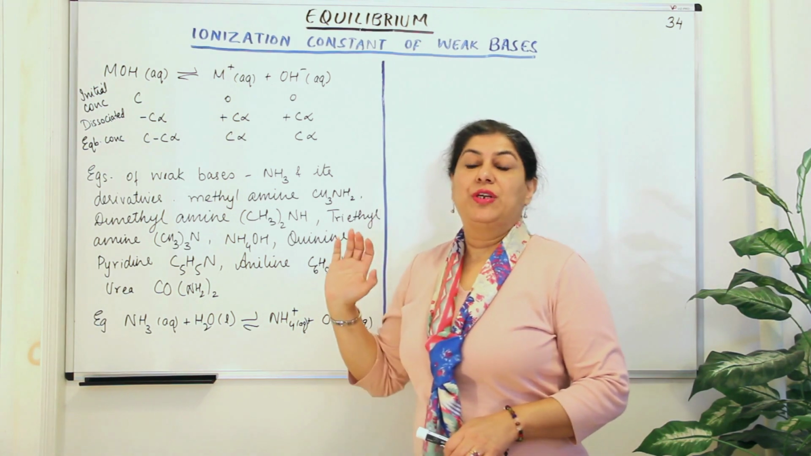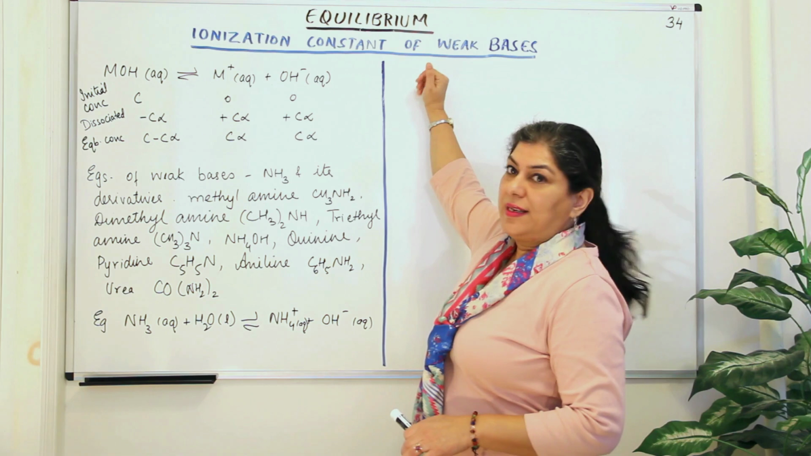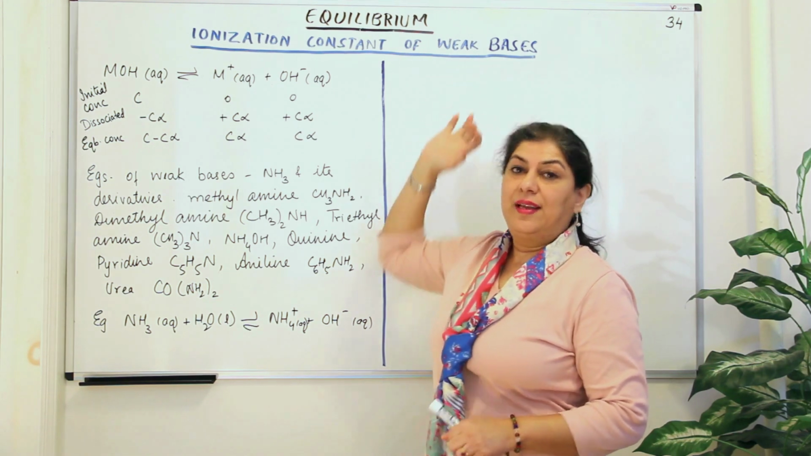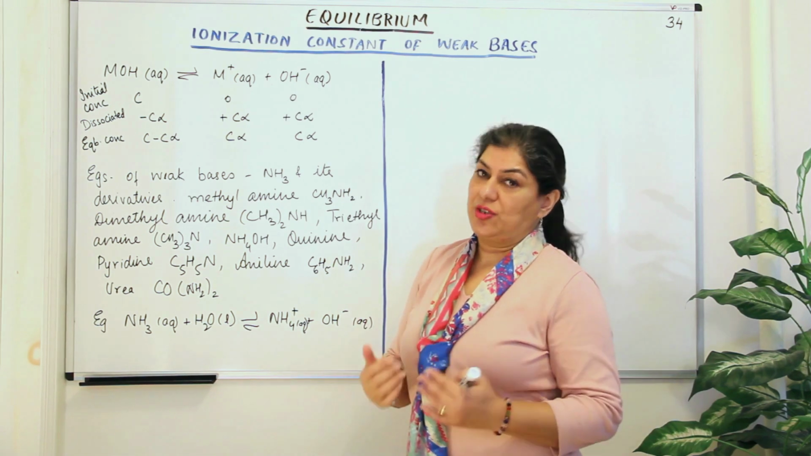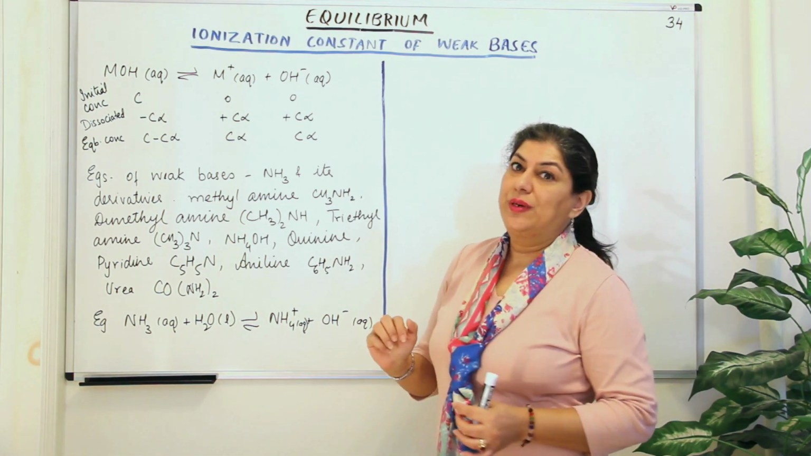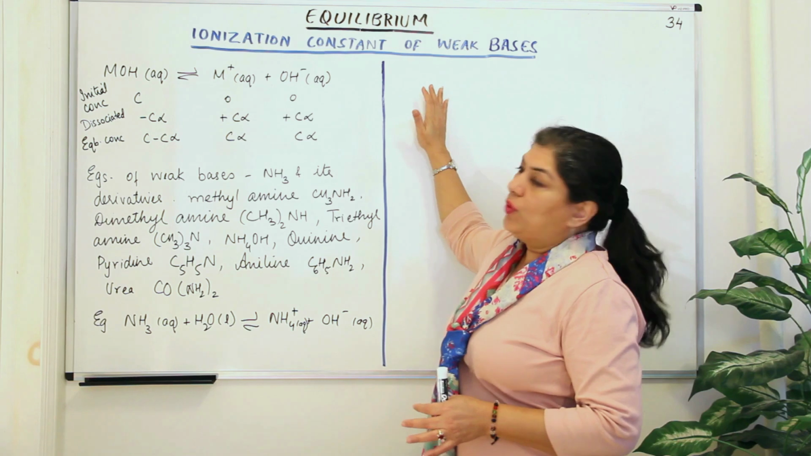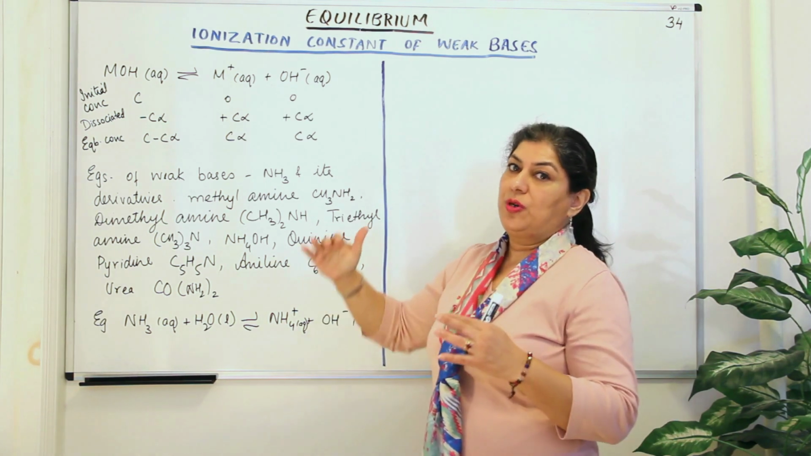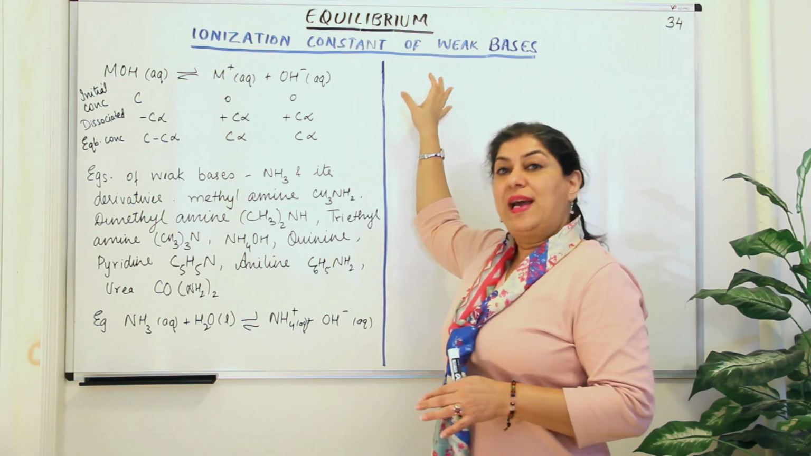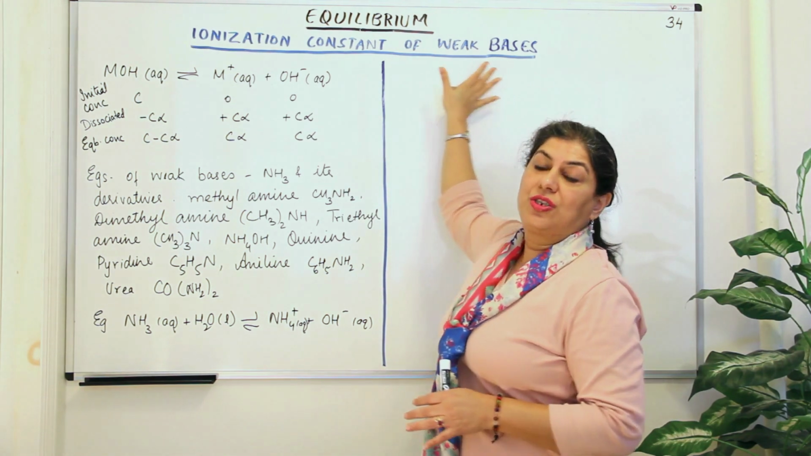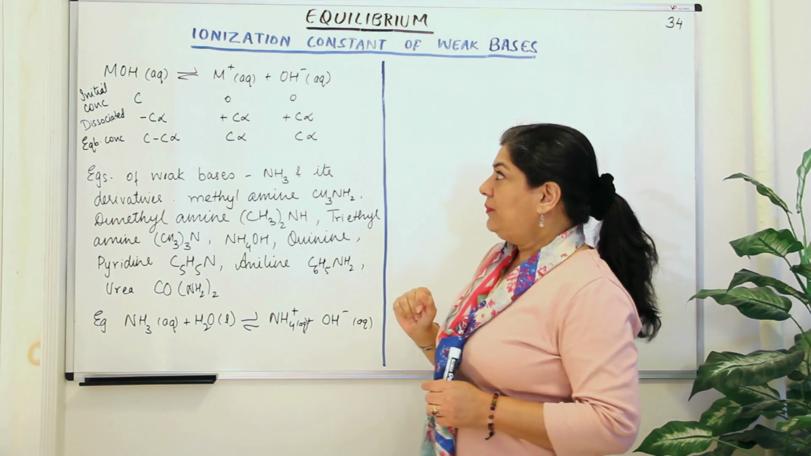In the previous three videos, I discussed the ionization constant of weak acids and then we did a few solved examples of the NCERT textbook in the next two videos, that is 32 and 33. In this video, we are just moving on with the same concept, only this time instead of finding out the ionization constant of a weak acid, we find out the ionization constant of a weak base.